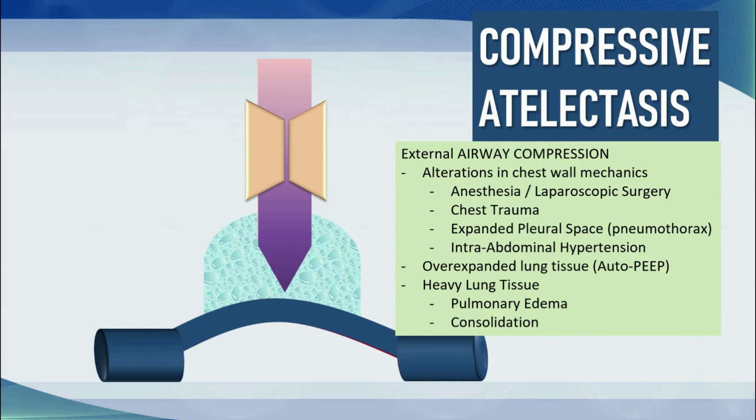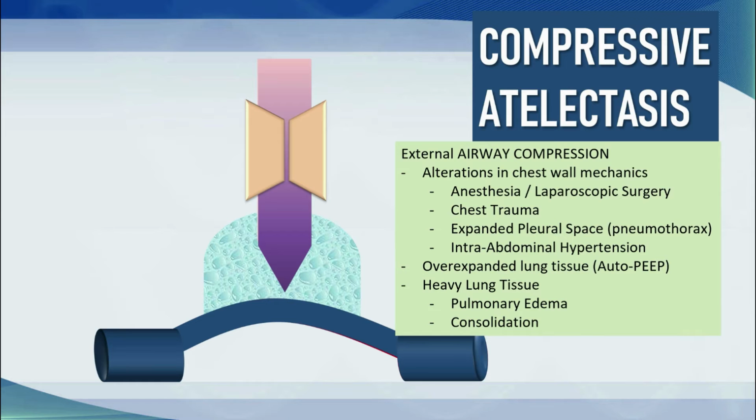The airways may be compressed externally due to alterations in chest wall mechanics, for example, during anesthesia or during laparoscopic surgery. It can happen due to chest trauma, particularly when there are bandages wrapped around the chest. It can happen due to an expansion of the pleural space, for example, pneumothorax or hemothorax or hydrothorax. Or it can occur due to mediastinal masses such as large lymphomas, a thyroid mass, thymic masses, etc. And finally, it can occur due to intra-abdominal processes that expand the abdominal cavity.